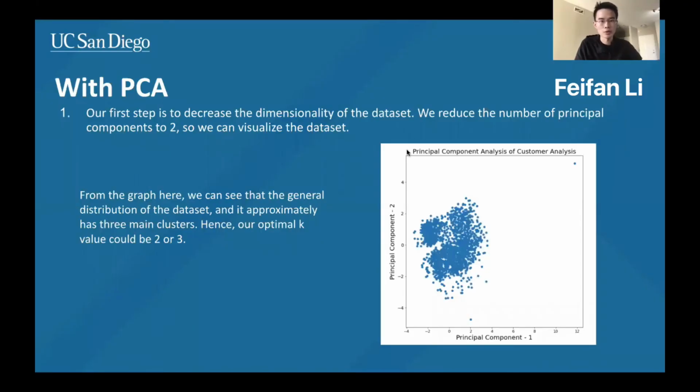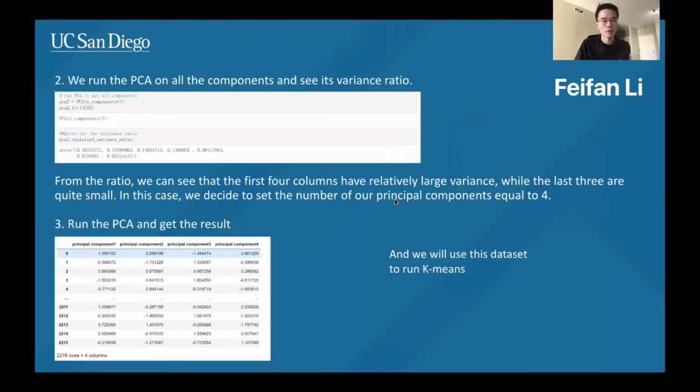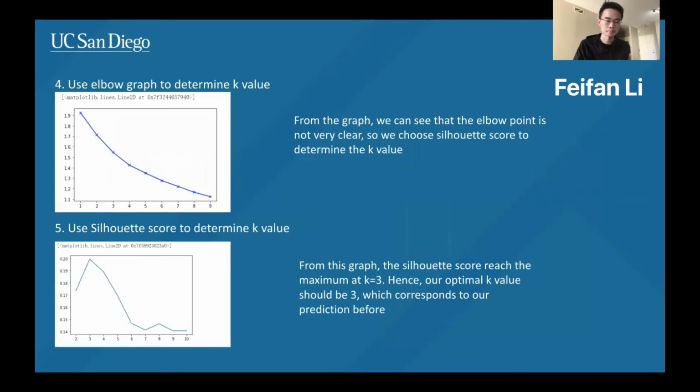So our first step is to reduce the dimensionality of the dataset. First of all, we choose to visualize the dataset from the graph here. We can see that the optimal K should be 2 or 3. And we run PCA and print out its variance ratio. From the variance ratio, we can see that the first 4 columns have the largest variance, so we should preserve them. And we run the PCA and get a result.